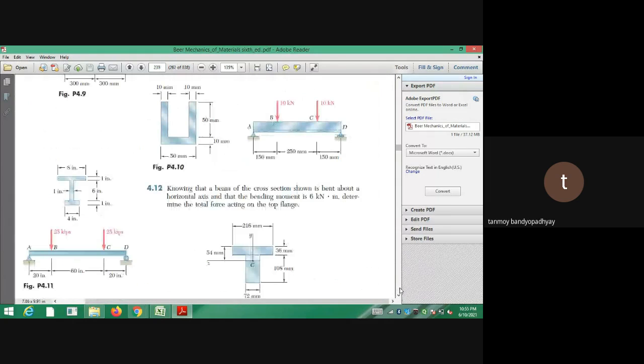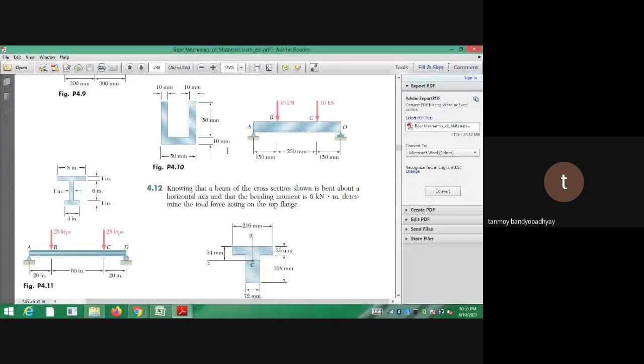So I will be discussing two things. This one, the U section. Yesterday or this morning, I think, I hope you have got it or not. I don't know. So problem number 4.9 and 4.9 and like 4. Which one?